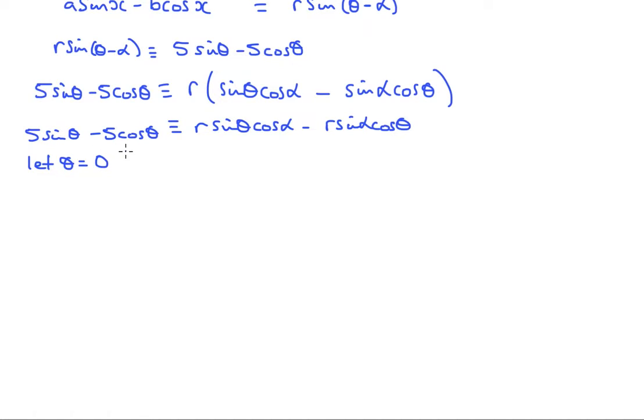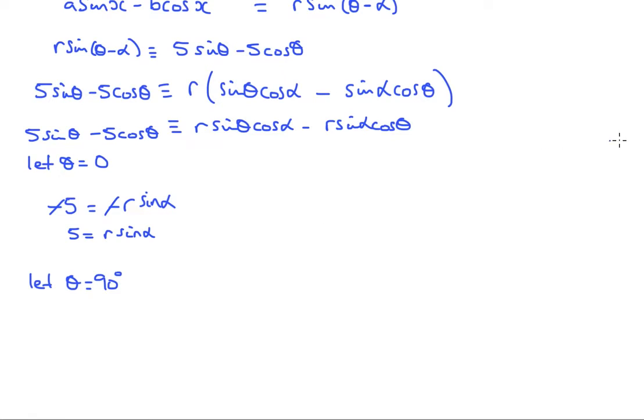Cos of 0 is also 1, so that now tells me that the left hand side when theta is equal to 0 is equal to minus 5. The right hand side we're going to have a 0 here, we're going to have a 1 here, so that's going to equal negative r sine alpha. The minuses cancel, so we've got 5 equals r sine alpha. Next value to choose is 90 degrees.